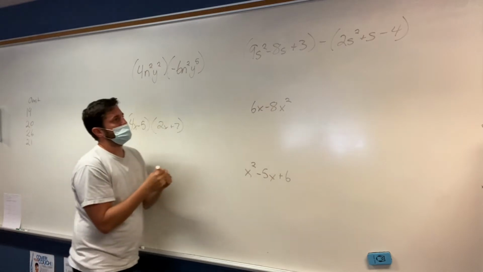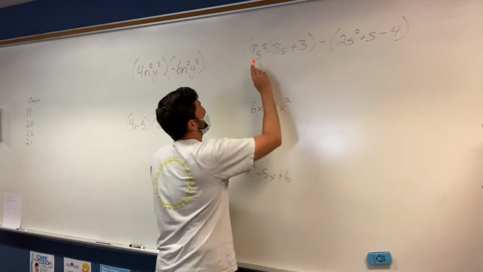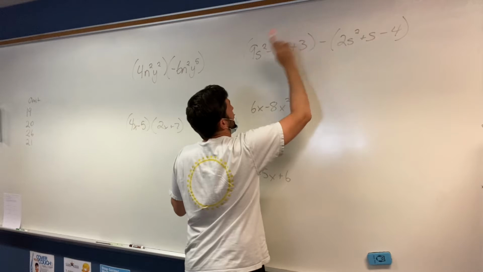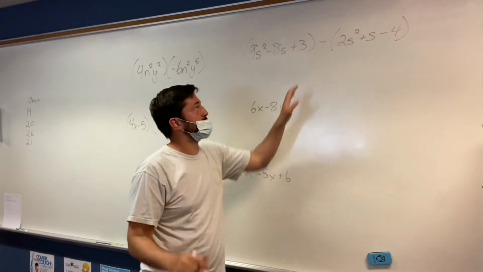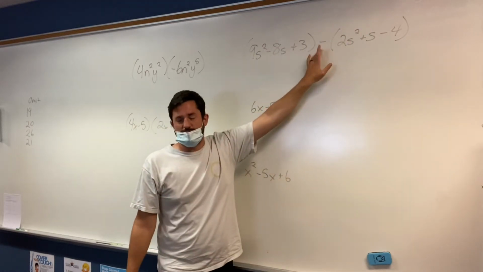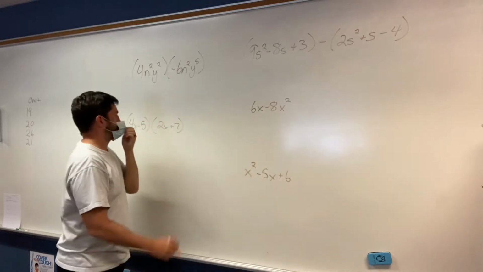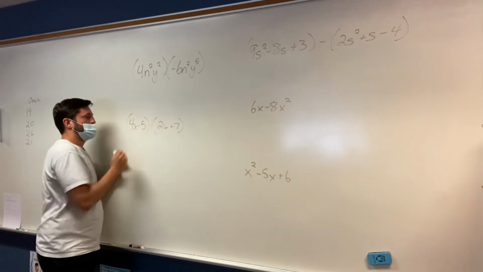So many times on one of the quizzes, I've seen people do this times that, this times that, and they're doing the correct thing if it was multiplication, but it's not multiplication. This is subtraction, so make sure you're careful. I've also seen people add these together, so pay attention to what's in the middle.